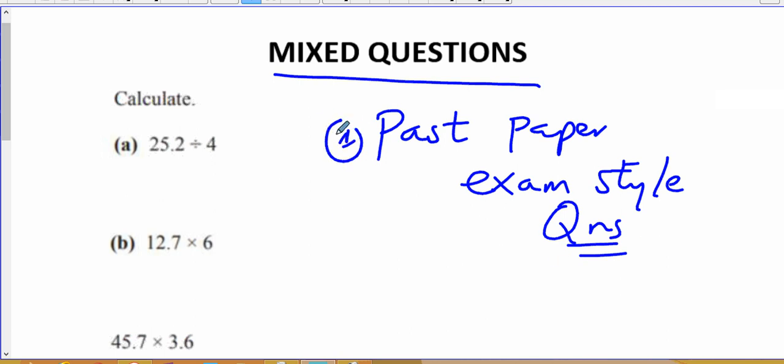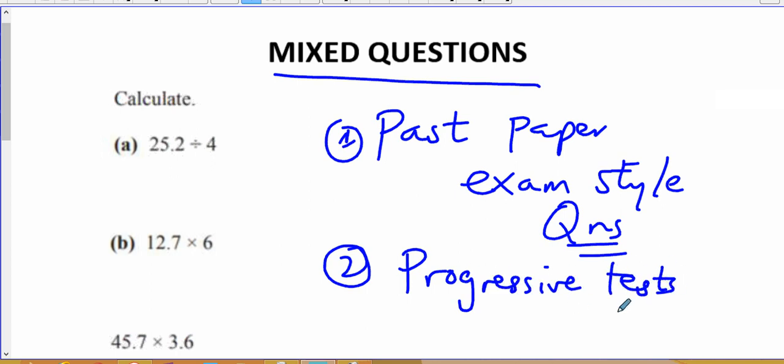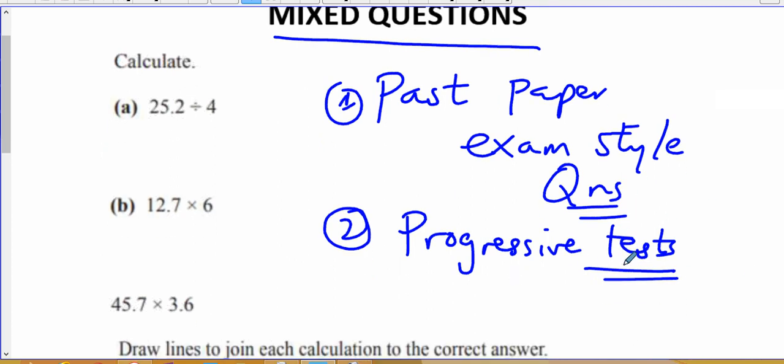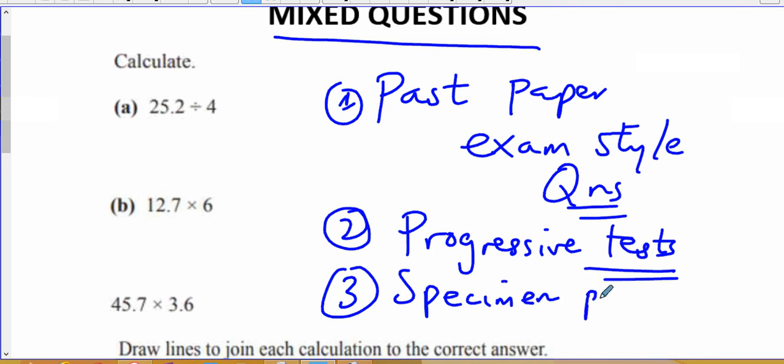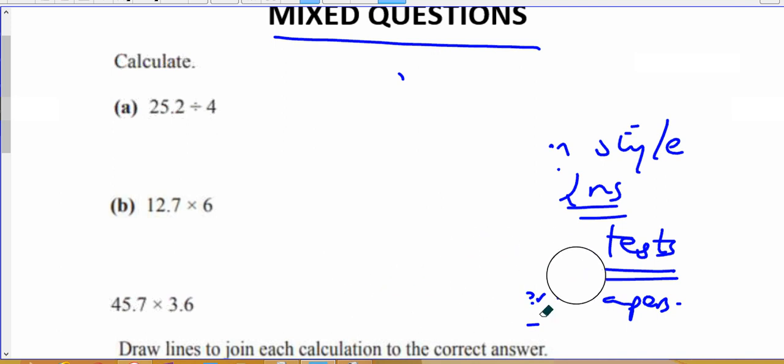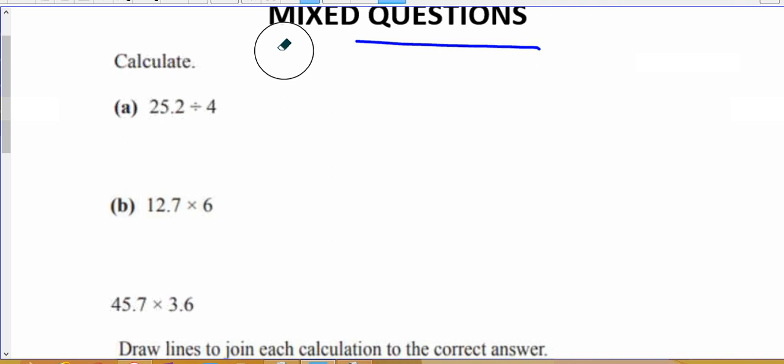Okay, past paper, that is number one. Number two, also some of the progressive tests that have been put on the website of Cambridge. So I downloaded all the progressive tests that have been offered by Cambridge, and also I downloaded specimen papers found on the Cambridge website, secondary one. So you can see how these mixed questions are very important because they guide us and really show us how Cambridge sets questions. Okay, let us start with question number one.